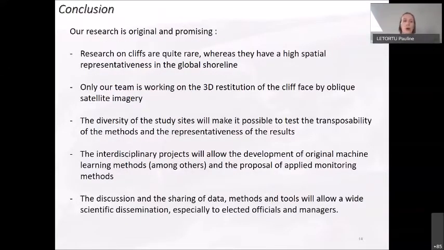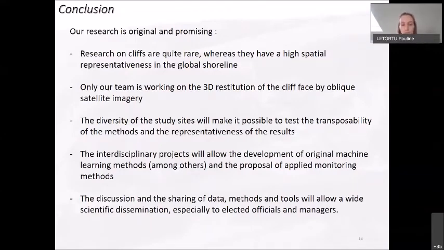So to conclude, our research is original and promising because research on cliffs is quite rare, whereas they represent about 52% of the global shoreline. Only our team is working on the 3D restitution of the cliff face by oblique satellite imagery.